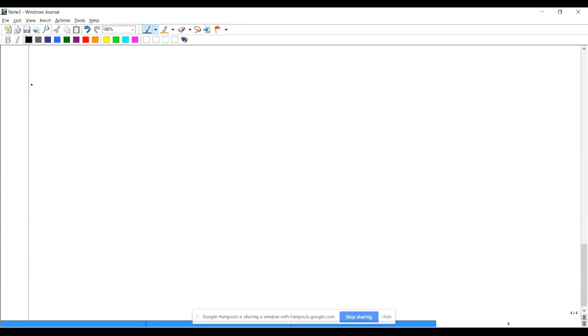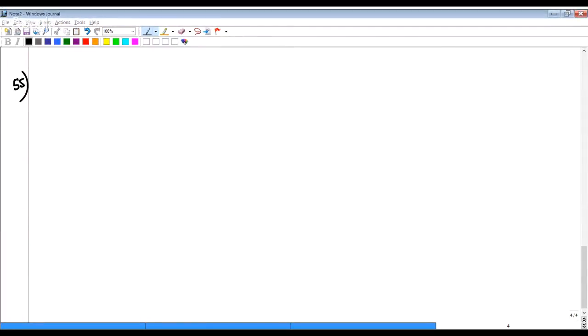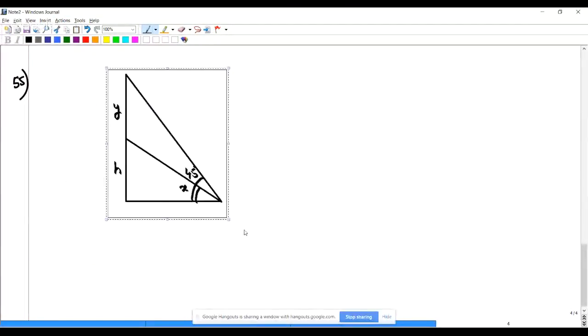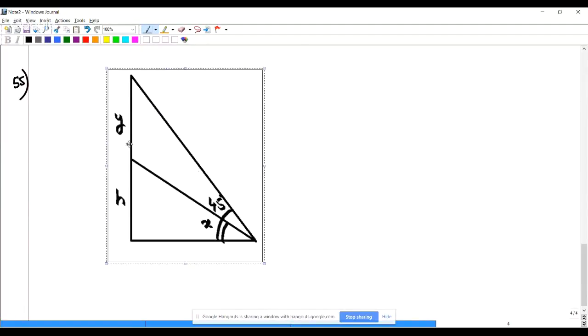Now if you look at the 55th one, the angle of elevation of the top of a building and the top of a chimney on a roof of the building from a point on the ground are x and 45 degrees respectively. The height of the building is h meters, then the height of the chimney in meters. So I'll try to get the figure. Just look at this figure. So h is the height of the building and y is the height of the chimney.